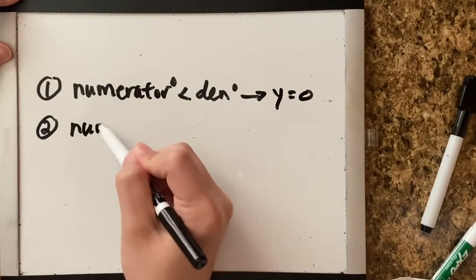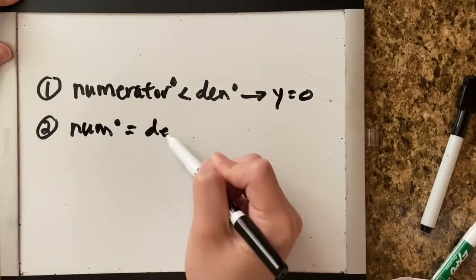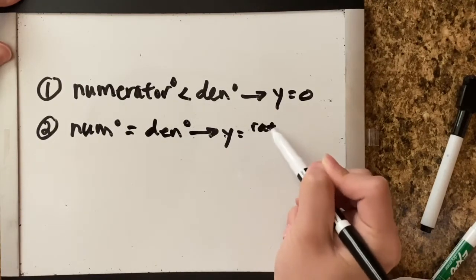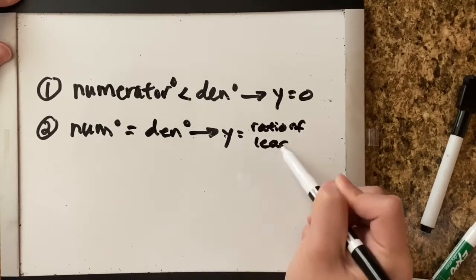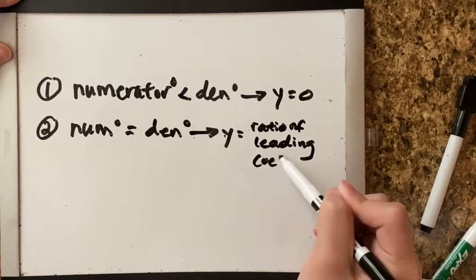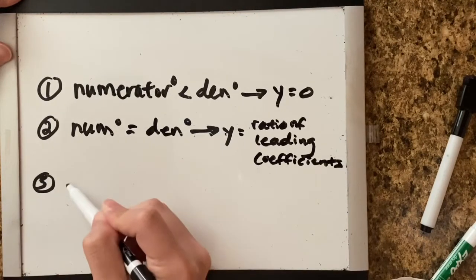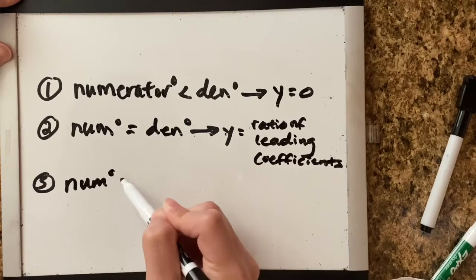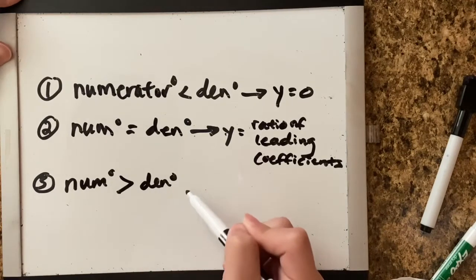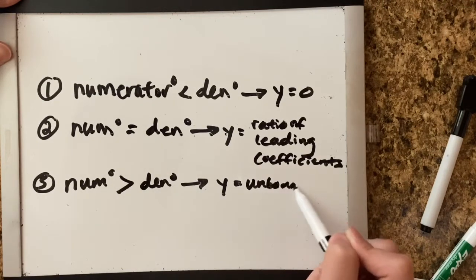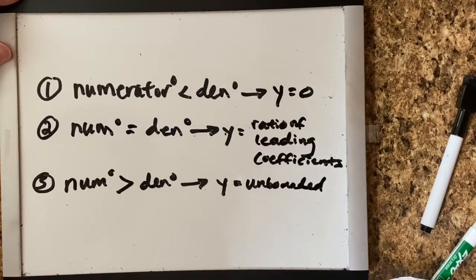Rule number 2 is if the degree of the numerator is equal to the degree of the denominator, then your horizontal asymptote will be the ratio of the leading coefficients of the numerator and denominator. Rule number 3 is if the degree of the numerator is bigger than the degree of the denominator, then the horizontal asymptote will not exist, meaning it will be unbounded. So let's take a look at 3 examples in order to understand horizontal asymptotes better.